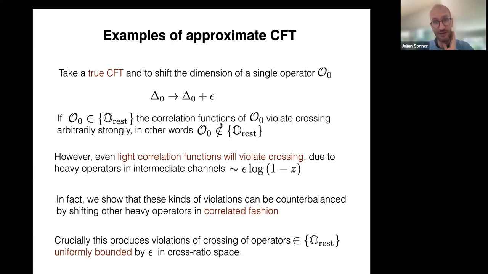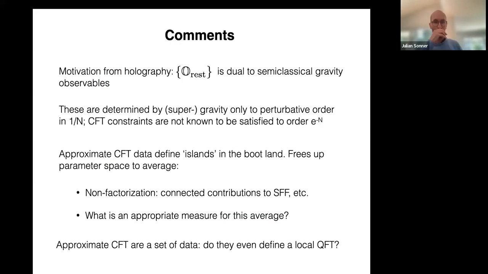And so now you can just say that, for a small epsilon, I have a structure that is almost a CFT, therefore approximately CFT. So the motivation from holography is that you want to think of the restricted set of operators to be somehow dual to the observables that a semi-classical observer will have access to. But as we just discussed, certainly our definition is also made in such a way that it applies to CFTs that are not necessarily related to holography.